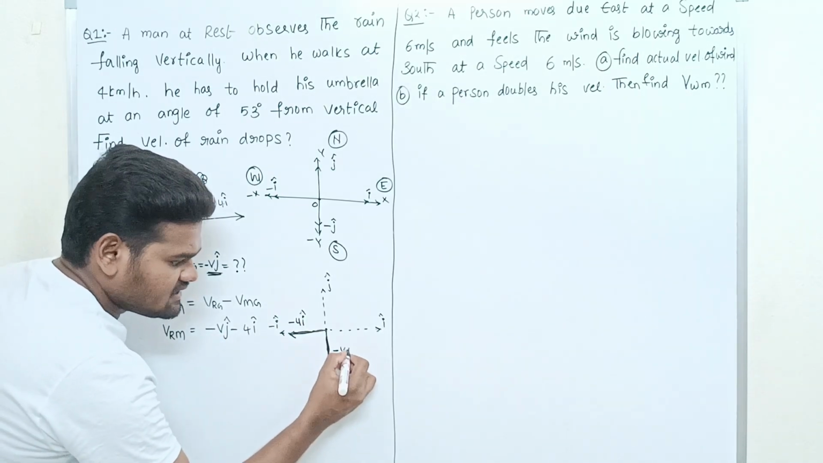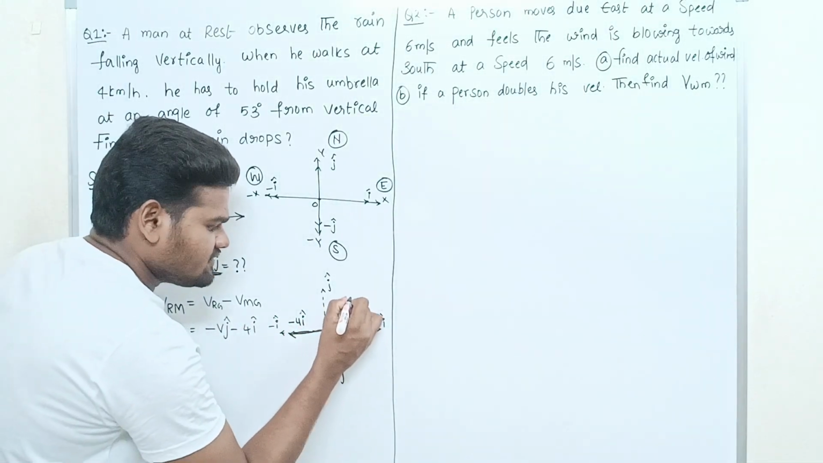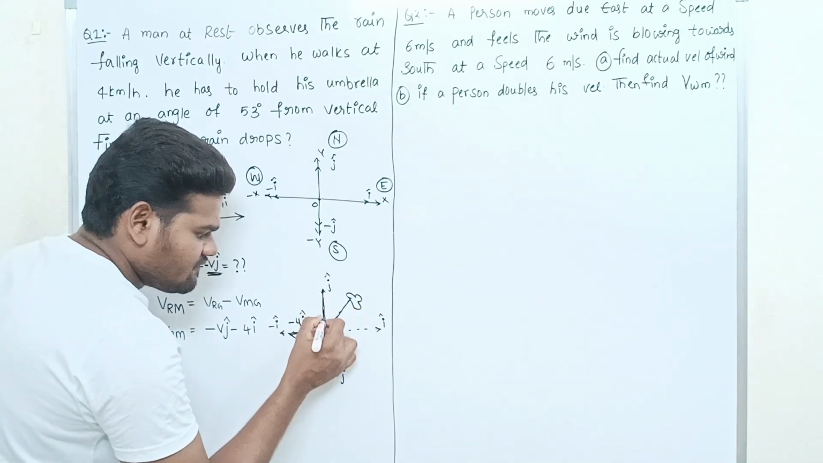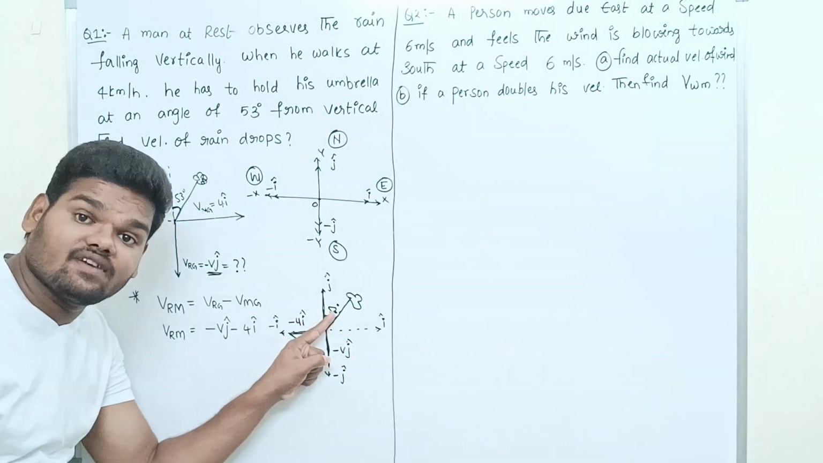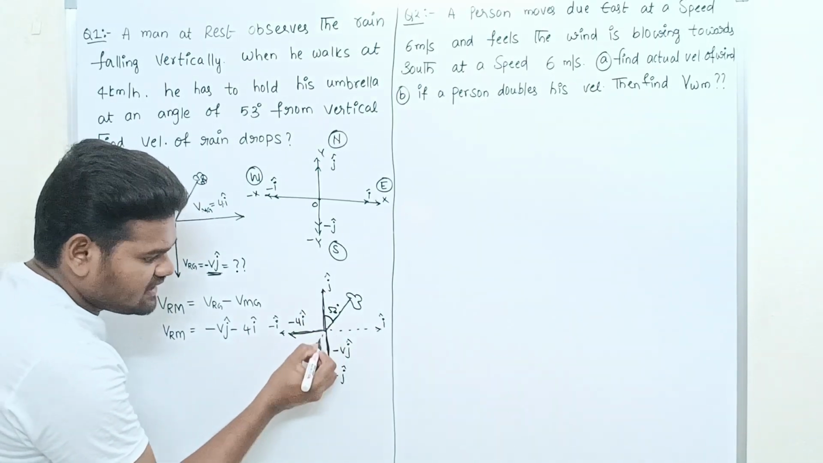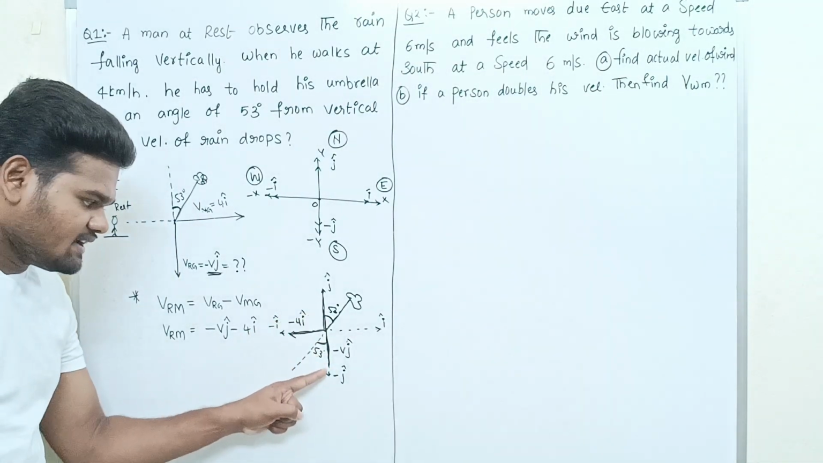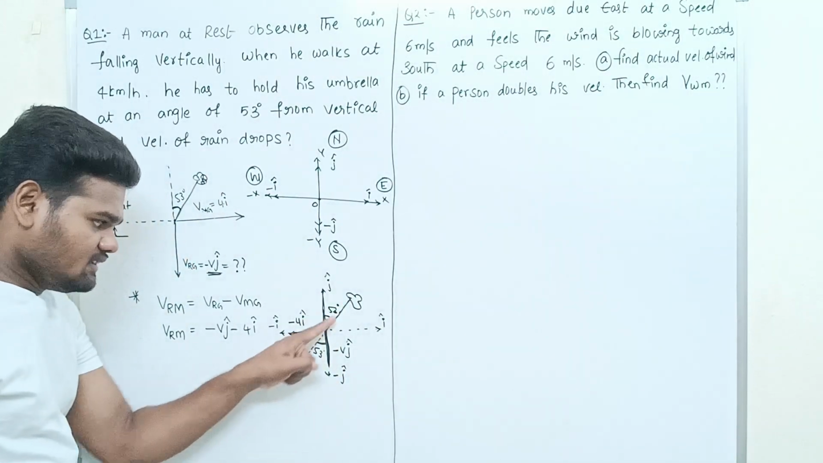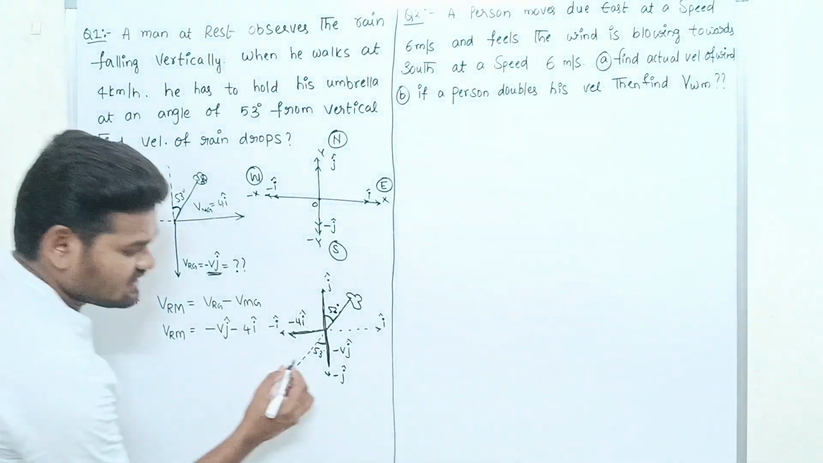Now the umbrella is making an angle 53 degrees with the vertical. So this umbrella is making an angle 53 degrees with the vertical. If this is 53 degrees, have a look, then this is also 53 degrees. Are you getting? So this is a vertical line. So with respect to this vertical line, this umbrella is making 53 degrees, opposite angles are same.